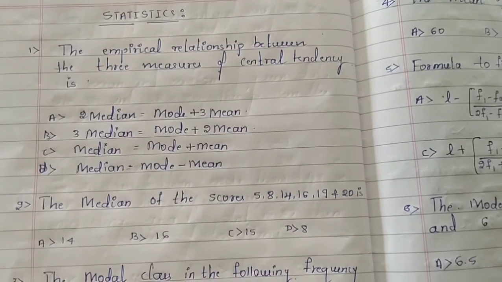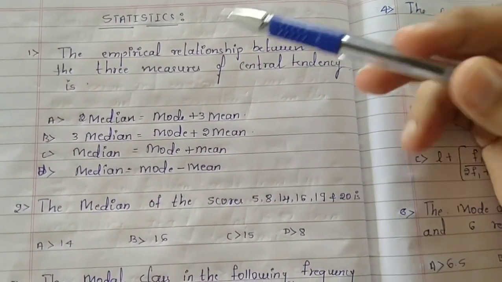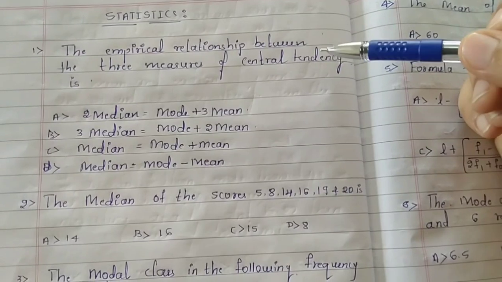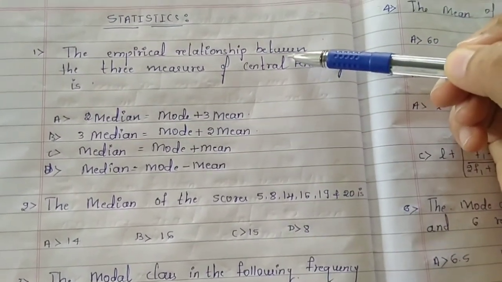Okay, so let us see the first question. The empirical relationship between the three measures of central tendency is dash. Okay, so four options they have given. So this question is very important.